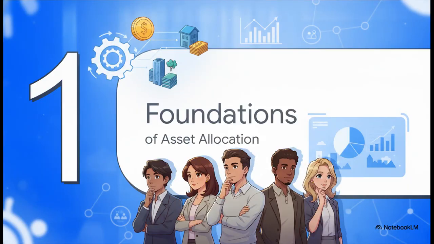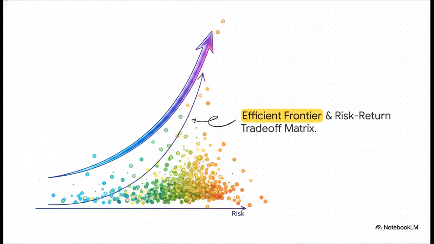Section 1, Foundations of Asset Allocation. Look, as a PM, you already know the drill. Asset allocation is what drives the vast majority of your return variation. It's the whole shebang. What we're looking at here is how the efficient frontier and the risk-return trade-off matrix literally define the absolute boundary of what's mathematically possible for your portfolio.